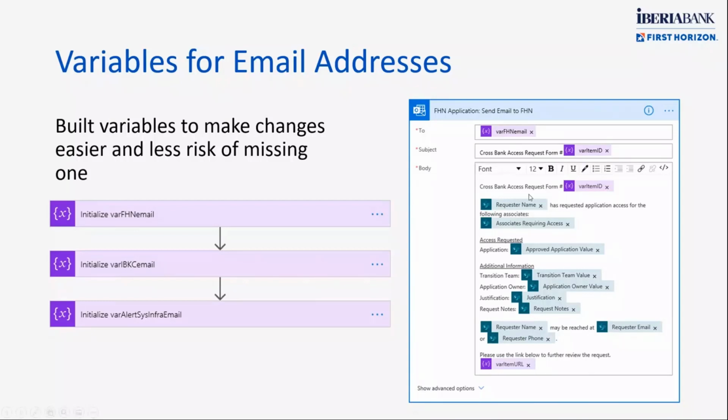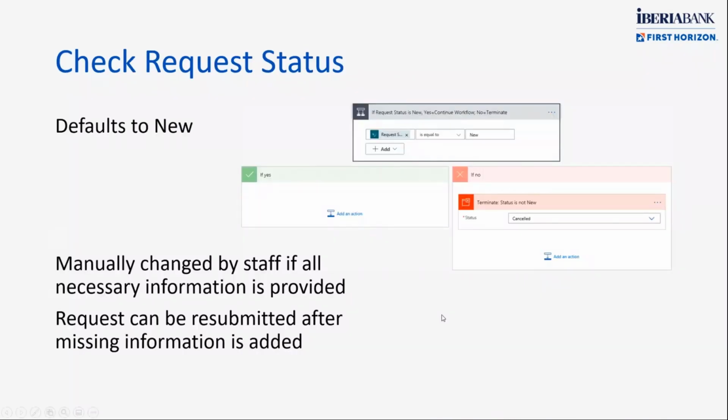And you can see here, it was very important to them that they have the item URL, so they could click the link and go straight to the item rather than just the list. And then, if they resubmit because they had missing information, that's great. We still want it to go through the flow. But if they submit it and the first time everything looks good, then whoever's reviewing it goes ahead and changes the status from new to in progress or whatever else.